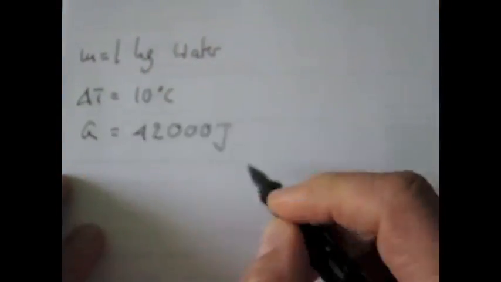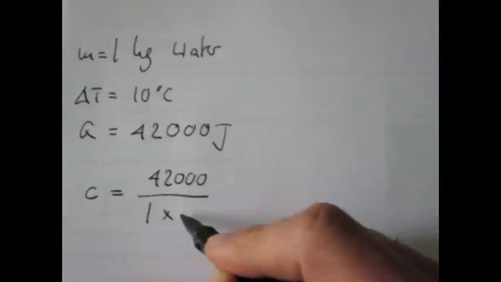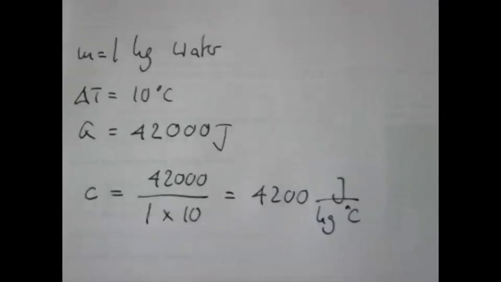So let's have a look at an example. We have 1 kilogram of water and say we want to increase its temperature by 10 degrees Celsius, and it takes 42,000 joules of energy to do that. Then the specific heat capacity will be 42,000 divided by 1 and divided by 10. So 42,000 divided by 10 makes 4,200 joules per kilogram per degree Celsius.